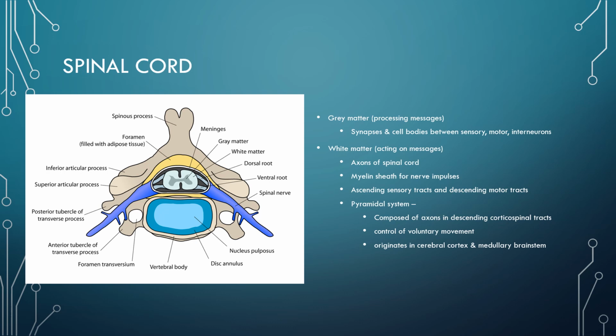And in the spinal process, we call that the pyramidal system. And those axons control voluntary movement. And the movements originate in your cerebellar cortex and medullary brainstem. So you think that you want to move your leg to kick the ball, it travels down the spinal cord through those white matter tracts and acts on it within seconds.